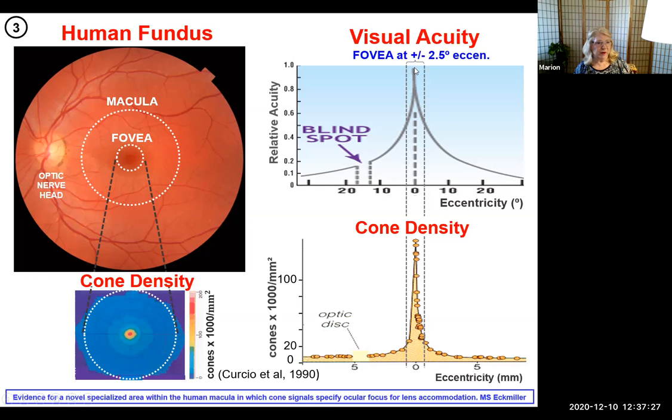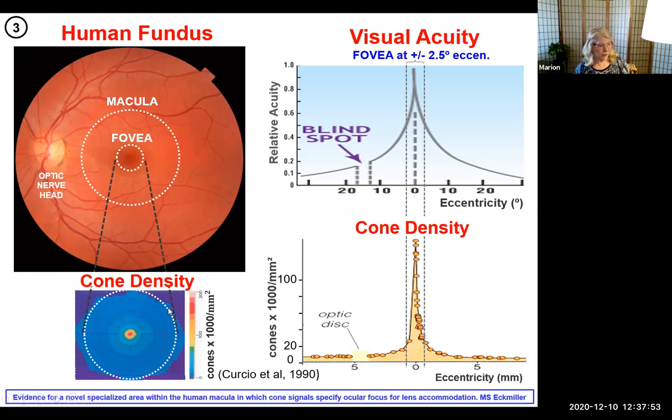The acuity is very high in the center of the fovea and decreases exponentially. This is related to the density of cone photoreceptors, shown in the lower right, which peaks in the center of the fovea and decreases exponentially. The fovea extends plus and minus 2.5 degrees eccentricity and is bounded by these two vertical lines.